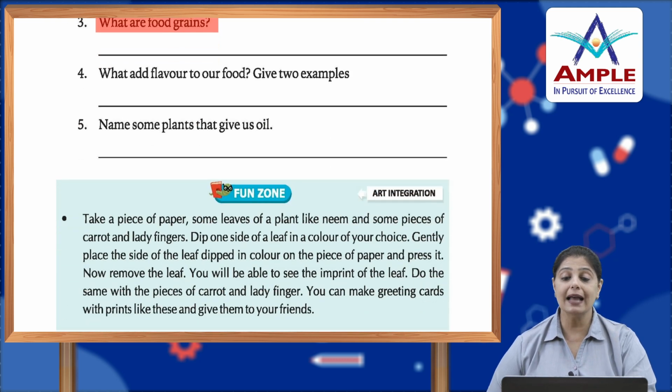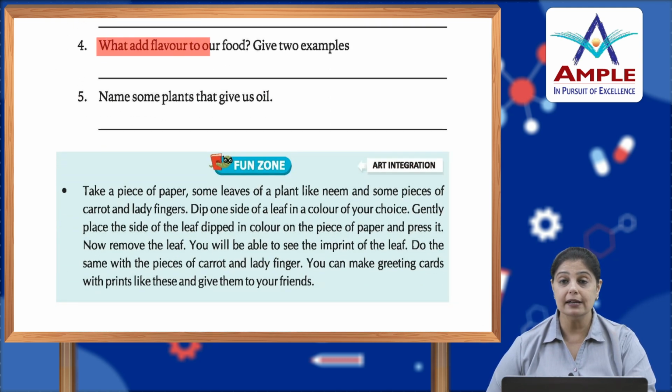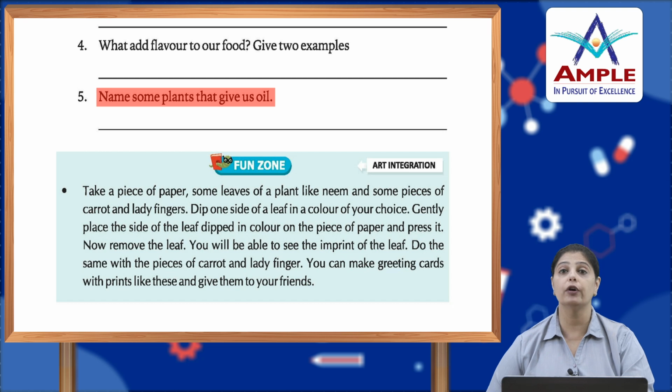Okay, what adds flavor to our food? The spices. They add flavor to our food. Okay, examples are cinnamon, pepper. Okay, name some plants that give us oil. Coconut or maybe sunflower. From there we can obtain oil.